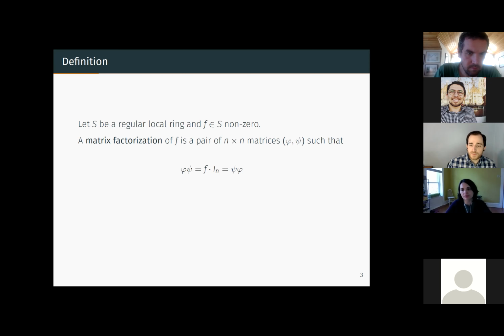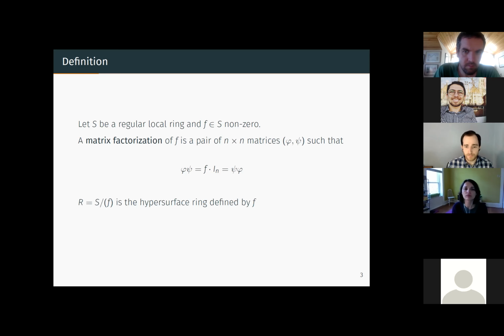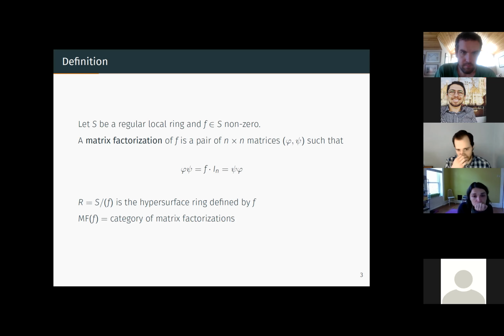Okay, and so this is the basic definition. Eisenbud does it in a slightly different, more general context, but I really want a regular local ring, and even secretly, for most of what I'm going to say, it should be a complete regular local ring. But for now, this is good. So I said there's going to be some homological consequences. This is going to involve modules over the hypersurface ring defined by F. So I'm going to set that as R. And then also, just as notation, I'm going to call the category of these things matrix factorizations, or just the collection of all of them for a given F, to be this capital MF of F.